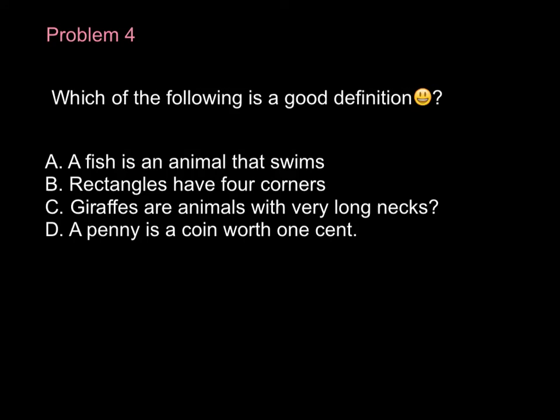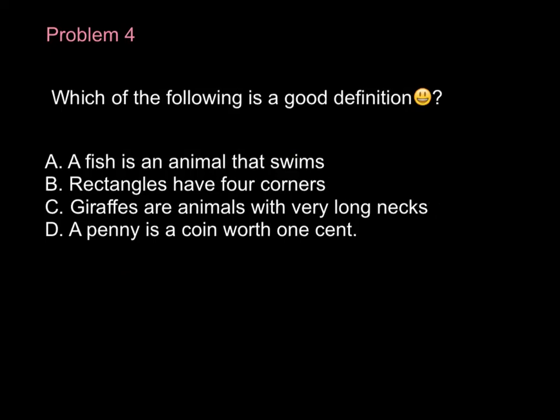The last segment is problem 4. It says in problem 4 that we are going to be identifying good definitions. So we have to pick out whether a definition is good or not. One way to show that a statement is not a good definition is to find a counterexample. So let's look at problem number 4. Which of the following is a good definition? A, a fish is an animal that swims. B, rectangles have 4 corners. C, giraffes are animals with very long necks. Or D, a penny is a coin worth 1 cent.